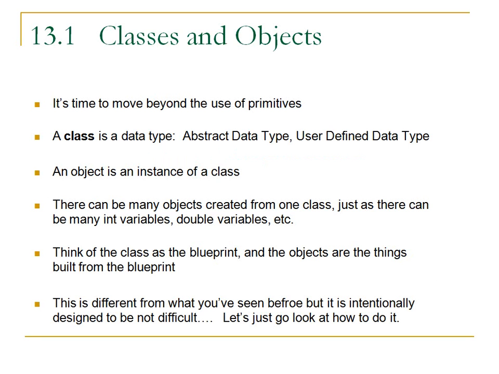So the first thing to know is that a class is a data type, and people will call this an abstract data type or a user-defined data type, depending on which academic you're talking to. And an object is an instance of a class. So the class is the definition, and the object is one of those things. You can think of this as the same as an int is the data type, and counter is the variable of that data type. So we're going to define our own data types and make instances of that data type.